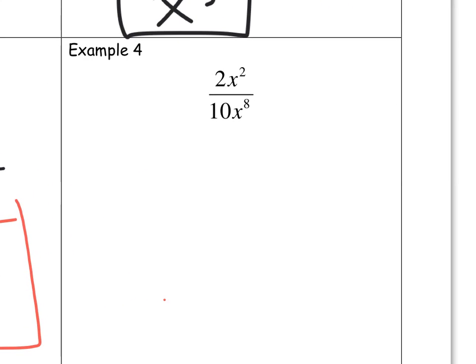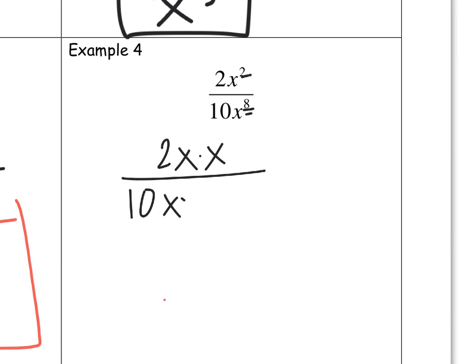Okay, let's write this out. We have 2x times another x, that's x squared. The bottom, I have to write a lot of 8's here. 10, 1, 2, 3, 4, 5, 6, 7, 8. You might be thinking I'm crazy right now, because some of you guys can do this in your head. There are 2 x's up here. There are 8 in the bottom.